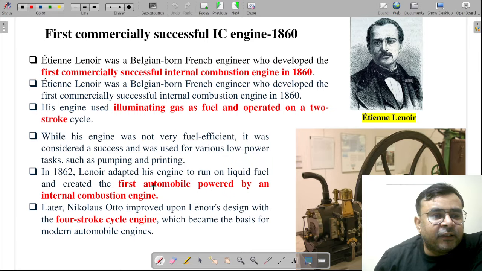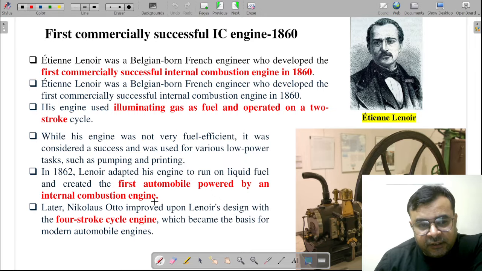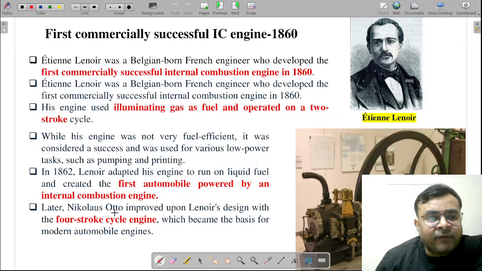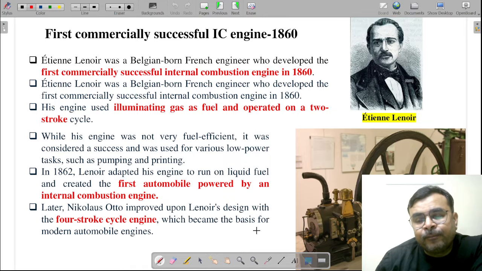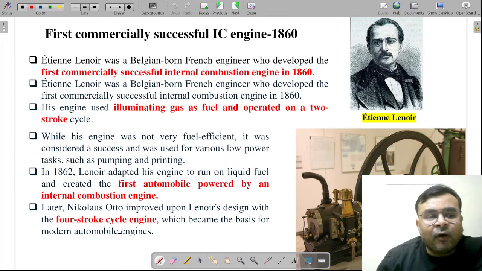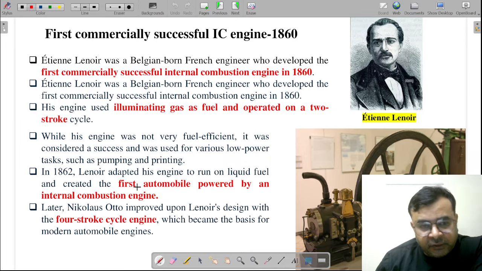And in 1862, Lenoir adapted his engine to run on a liquid fuel, which is called the first automobile powered by an internal combustion engine. Is it right? And after that, Nicholas Otto is another engineer who developed the four-stroke cycle engine, which was further used for running vehicles. And nowadays, in the modern automobile, we use the four-stroke cycle engine, either petrol-based or diesel-based. So, of course, Nicholas Otto developed the petrol-based four-stroke engine.